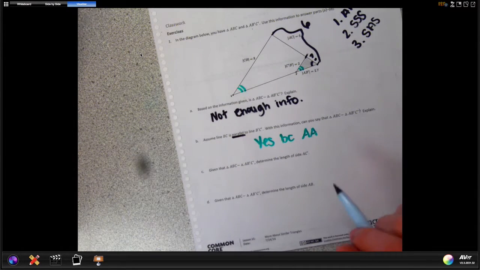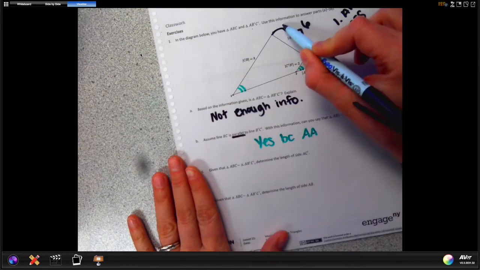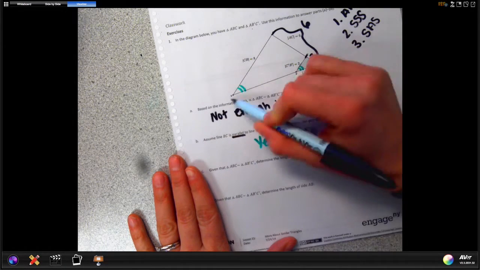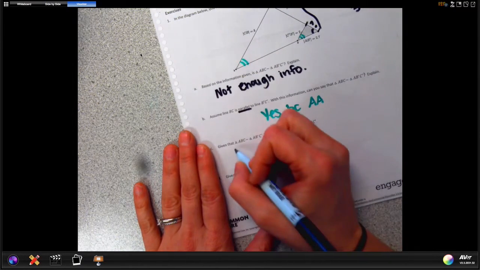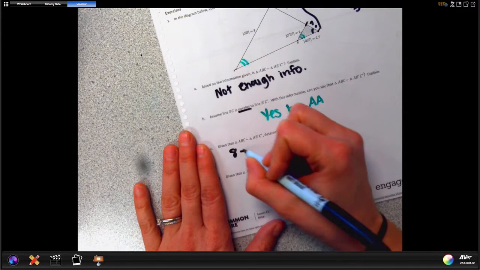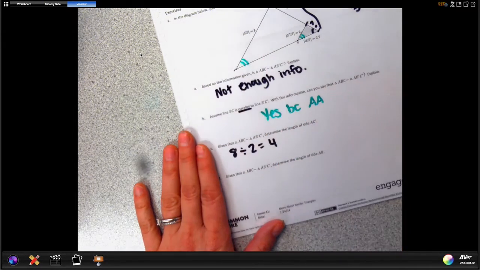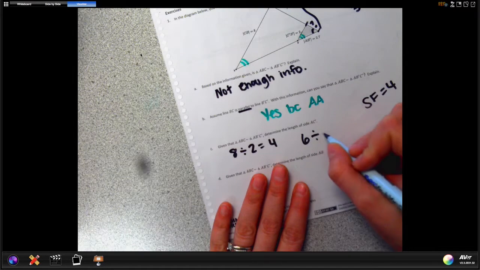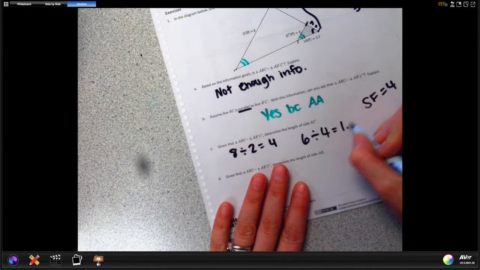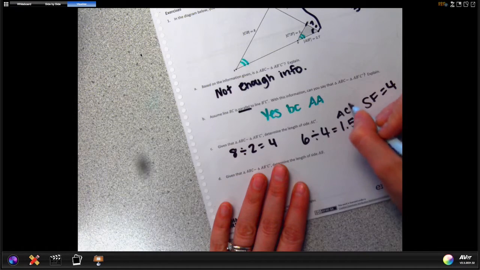We have a match already. We have CB and C prime B prime here as corresponding sides. And we can figure out the scale factor then by taking 8 and dividing that by 2, and our scale factor now is 4. And since we know that then, we know the larger side here is 6, and we're trying to figure this out. So since we have the large side and we're trying to shrink it down, we will divide that. So we're going to say, okay, 6 divided by 4 is equal to 1.5. And that's our answer. AC prime is equal to 1.5.